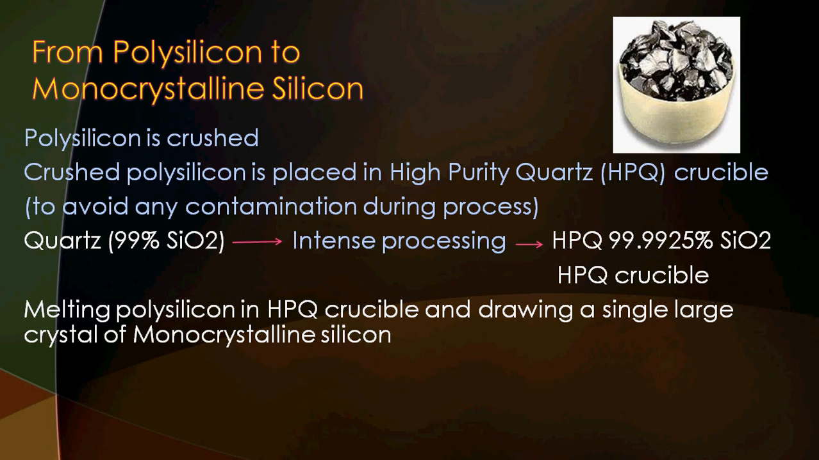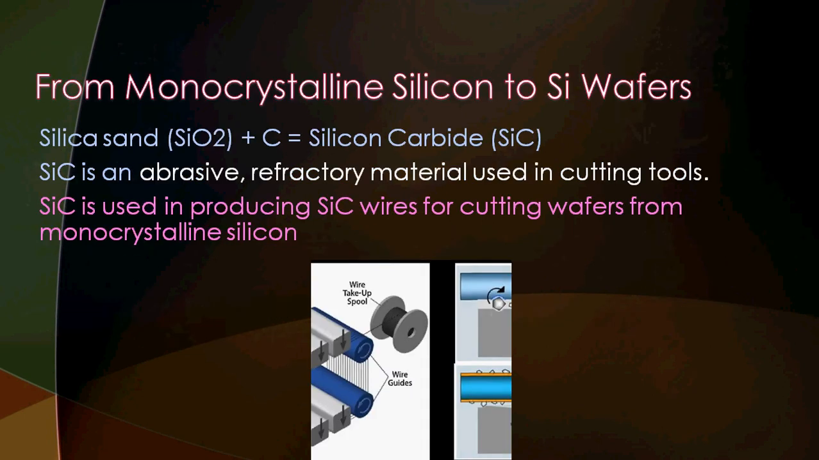What is high purity quartz? High purity quartz is produced from natural quartz. Let's say the natural quartz initially was 99% pure. After intense processing, we remove so many impurities, and now the purity of the quartz is at least 99.9925%. This is called HPQ, or high purity quartz, and we produce the crucible from this quartz. Melting polysilicon in the crucible and drawing a single large crystal of monocrystalline silicon is a patented process.